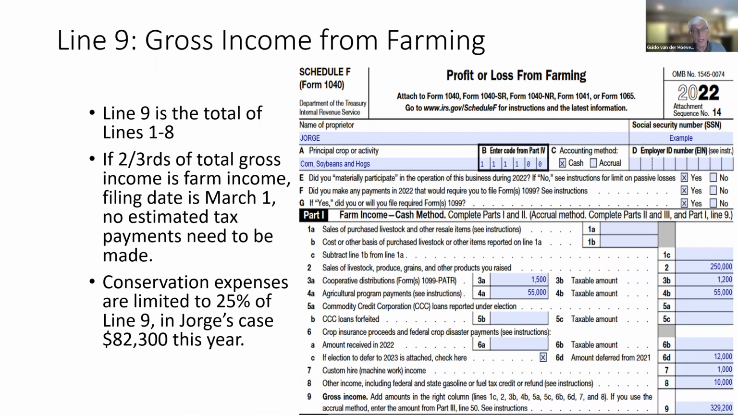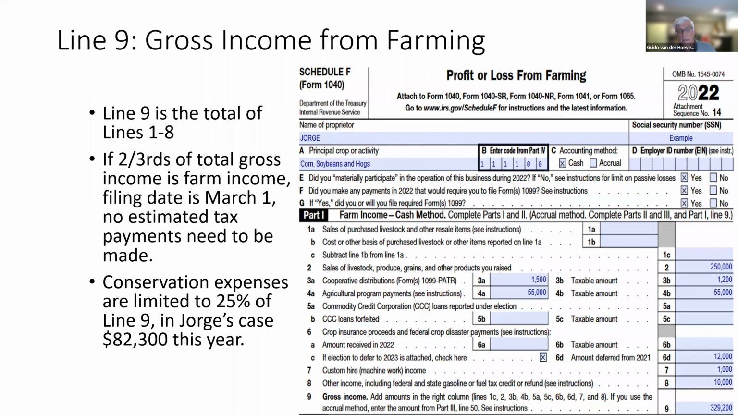That gets us to line 9, which is just the summary. You just add everything on lines 1 through 8. And as you can see in this particular example, Jorge has got $329,200, if I've done my math correctly. Now, if 2/3 of his gross income, and we're going to look at line 9 for that, if he meets that, then he's going to be deemed as a farmer for the purposes of not having to make estimated income taxes. But he would file his tax return by March 1st.